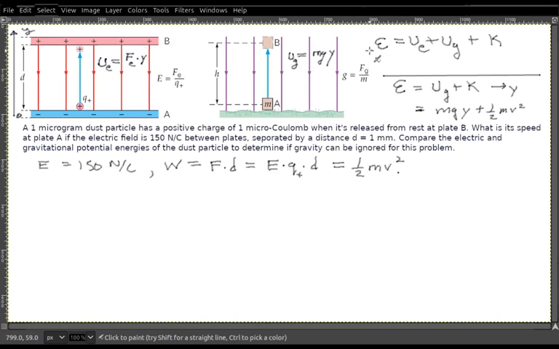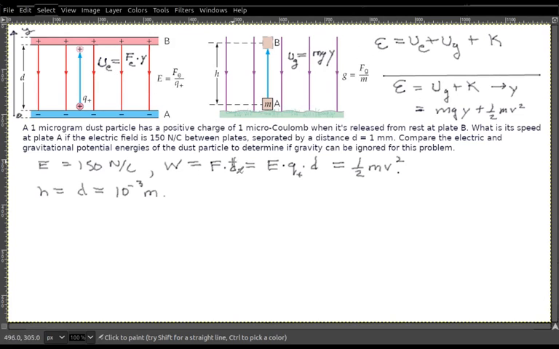So I know what the potential is at the top here if I know the height. In this case, the height is equal to the distance d, which is the plate separation, and we're told what that is right here, a millimeter, or 10 to the minus 3 meters, is the separation between the plates. Gravity we know all about.